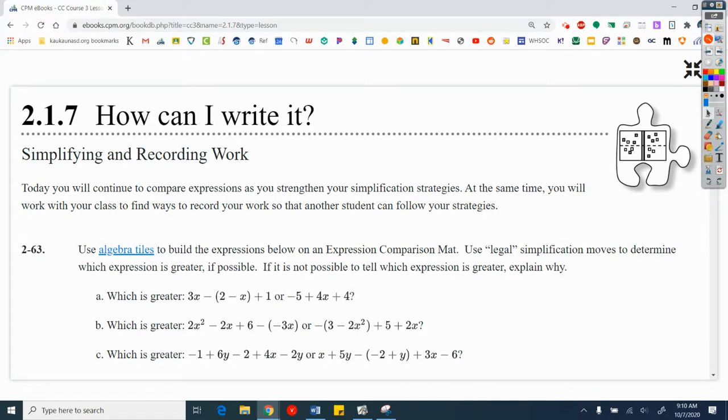2.1.7. How can I write it? Simplifying and recording work. Today, you will continue to compare expressions as you strengthen your simplification strategies. At the same time, you will work with your class to find ways to record your work so that another student can follow your strategy.